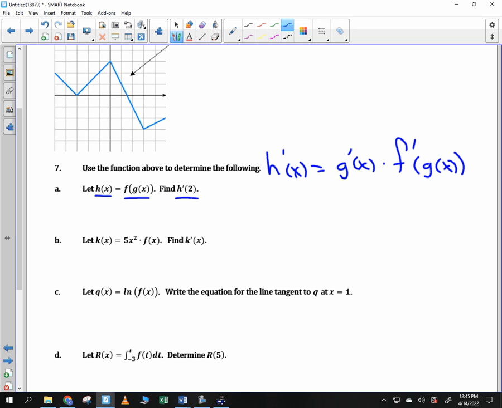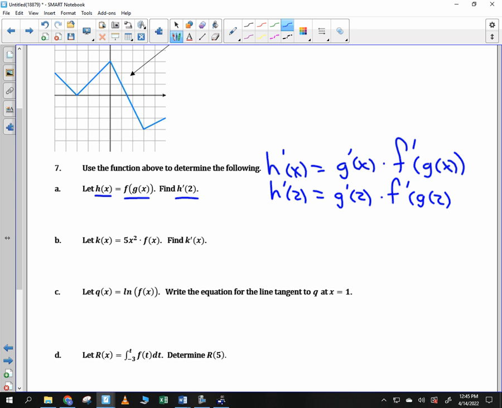Now, I know you're saying to yourself, well, I'm used to setting up boxes. Well, if they write it like that, this is how you got to think of it. You got to be able to represent mathematical situations in multiple ways. That's what makes it kind of tough. So we're going to plug in 2. So h prime of 2 is then equal to g prime of 2 times f prime of g of 2.